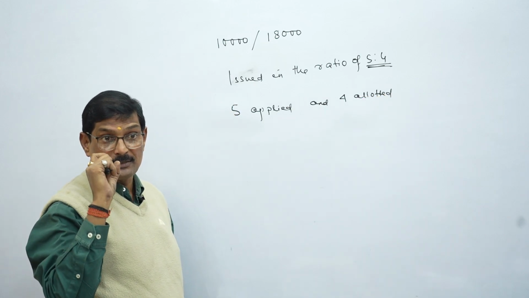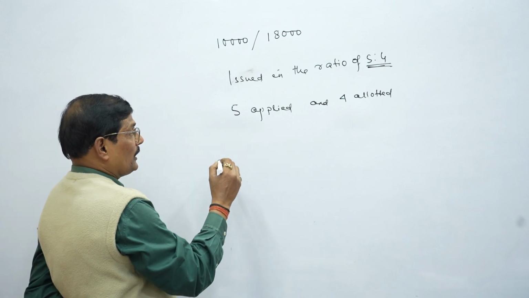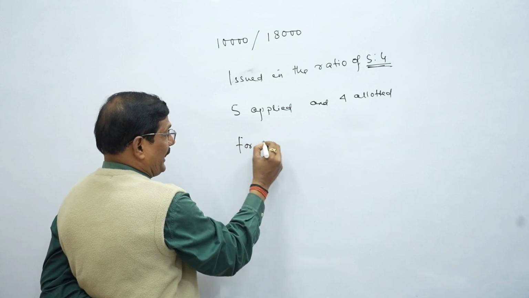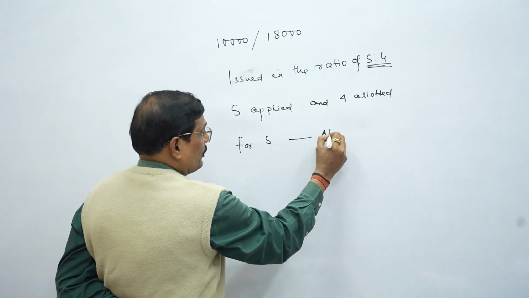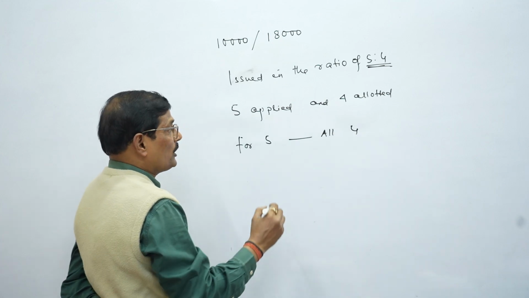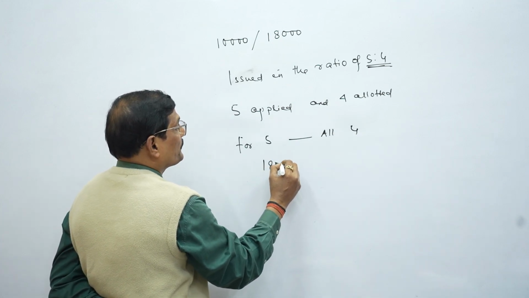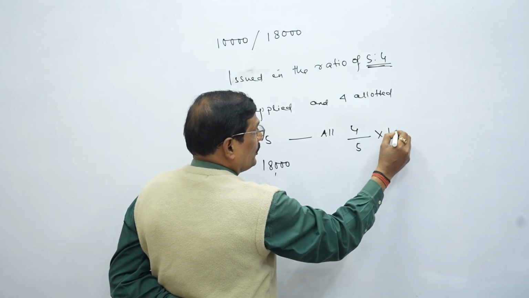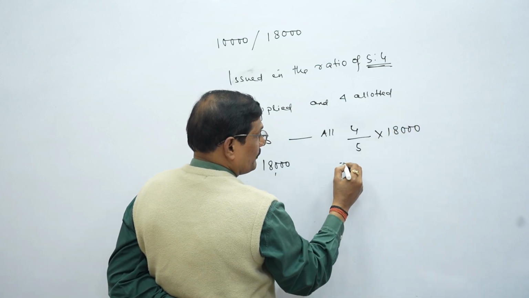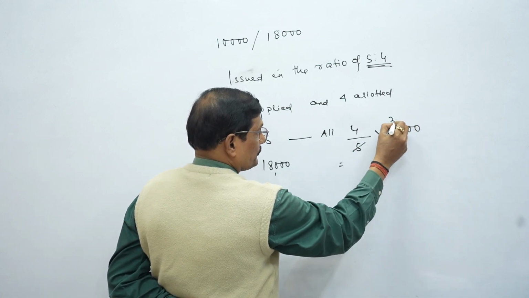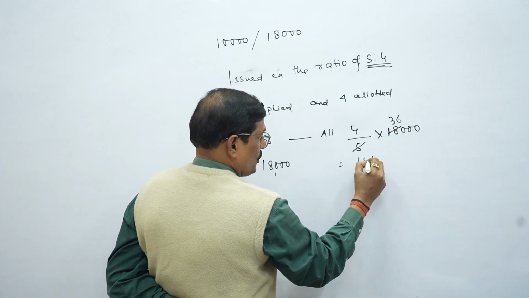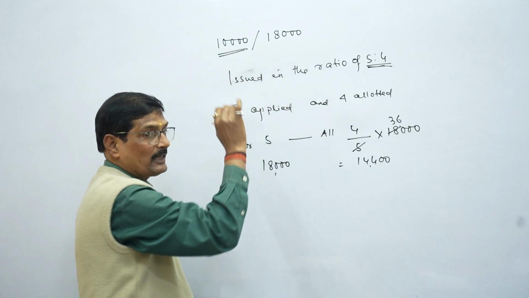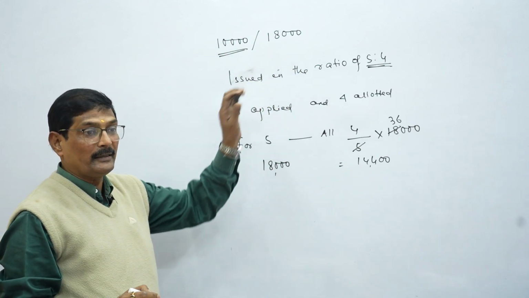There may be two types of questions. You can work it out in two ways. For every 5 applied, the number of shares allotted is 4. So if 18,000 applied, total shares to be allotted is 4/5 into 18,000, which is 14,400 shares. But the total number of shares available is 10,000. We cannot issue more than 10,000 shares.